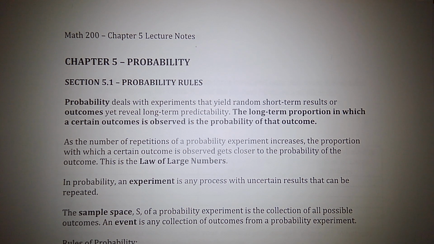As the number of repetitions of a probability experiment increase, the proportion in which a certain outcome is observed gets closer to the probability of that particular outcome. This is what we call the law of large numbers.